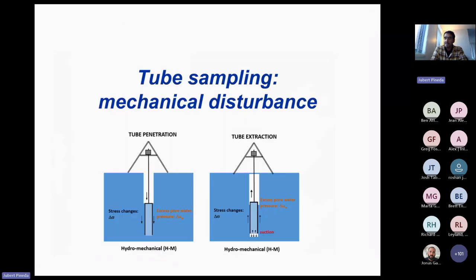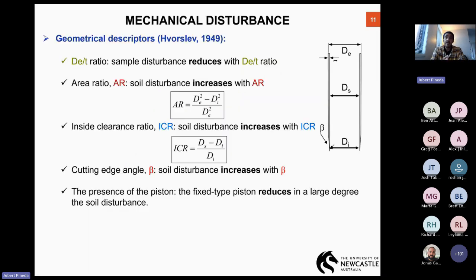So let's discuss briefly what is the disturbance coming from different sources. The first and the more important disturbance that has been identified is the mechanical disturbance due to the penetration of the tube sampler into the ground, right? So this is a really old problem in soil mechanics. I'm not saying that this is something that we have recently discovered by no means.